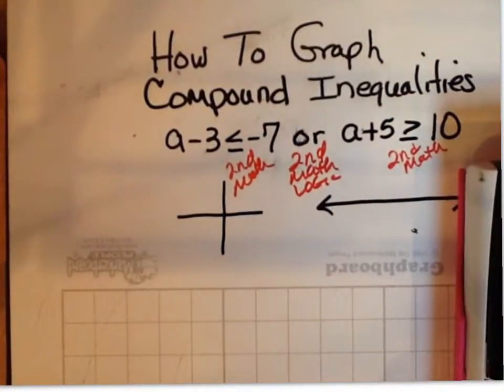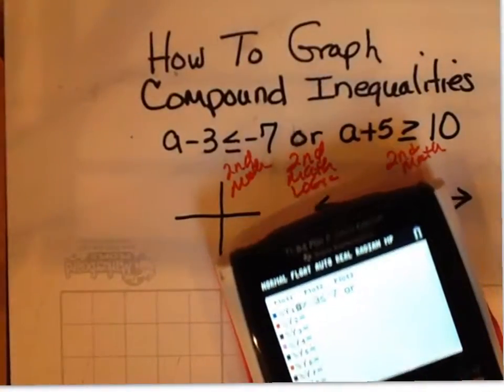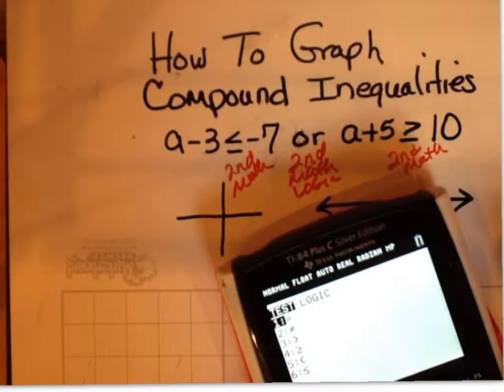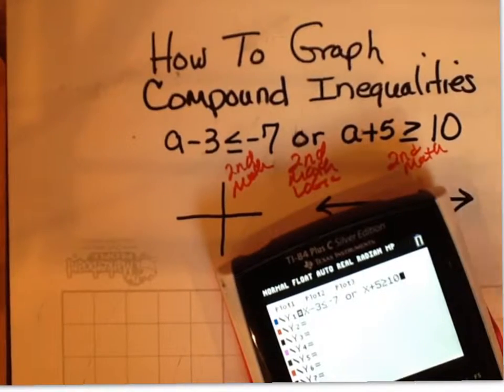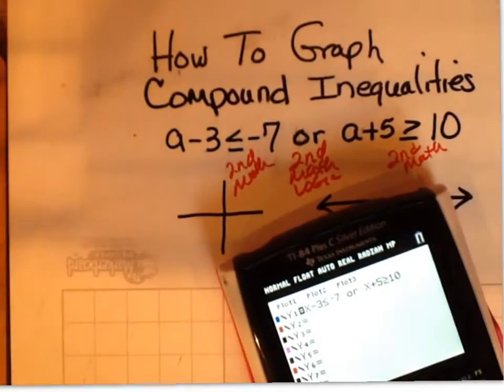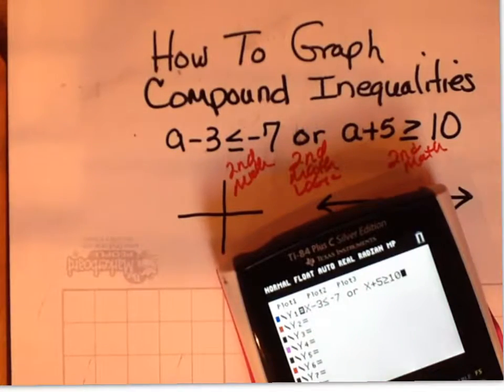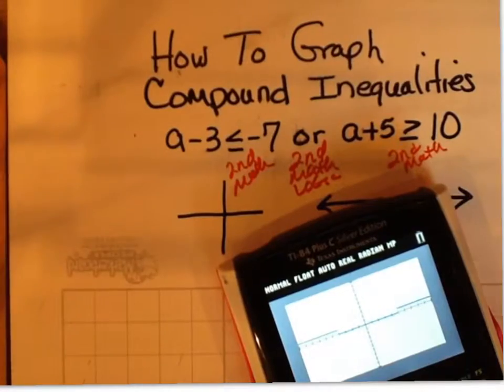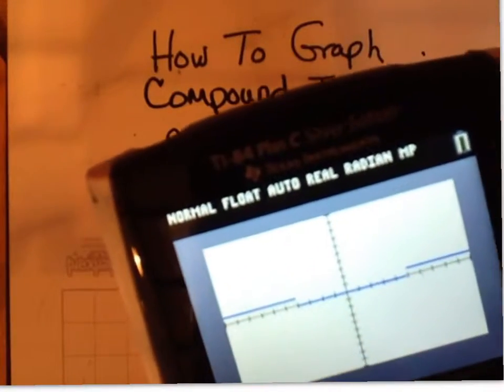So it is x plus 5, and I have to hit second and math to get my greater than or equal to. There it is, and 10. Alright, so I put the whole thing in y1, and then to get my graph, I just hit graph. So this is what your graph looks like. And remember, let me get it a little bit closer so you can see it a little bit better there.